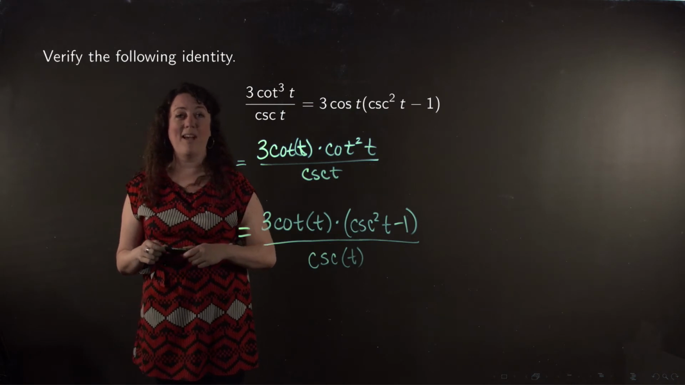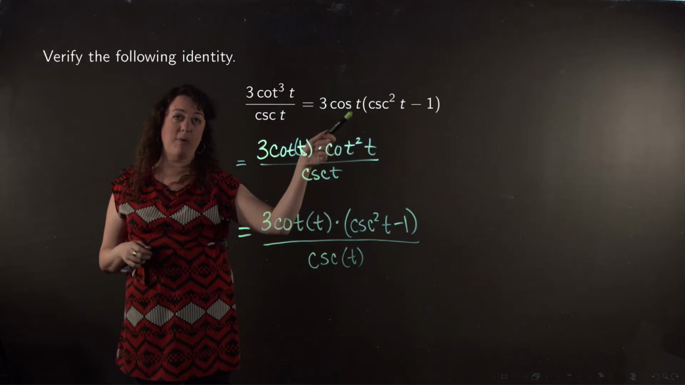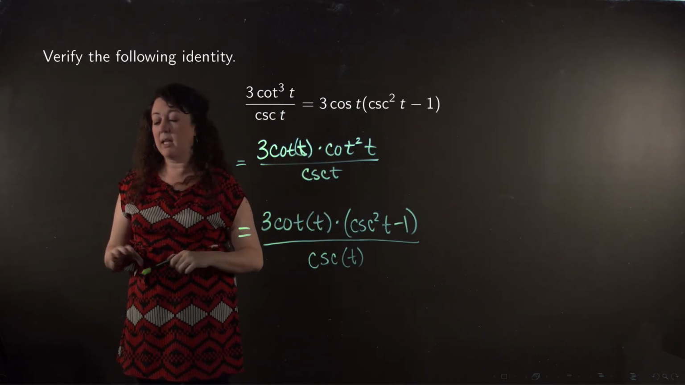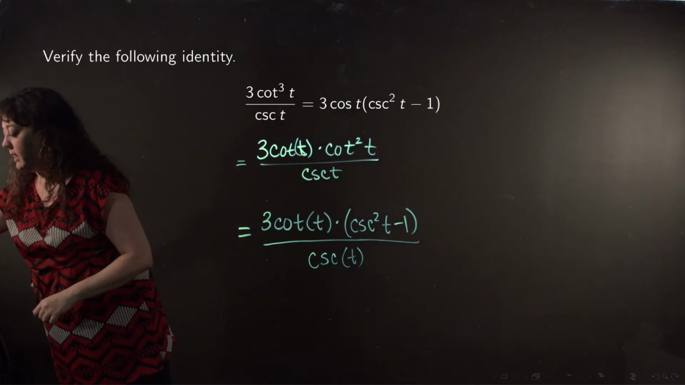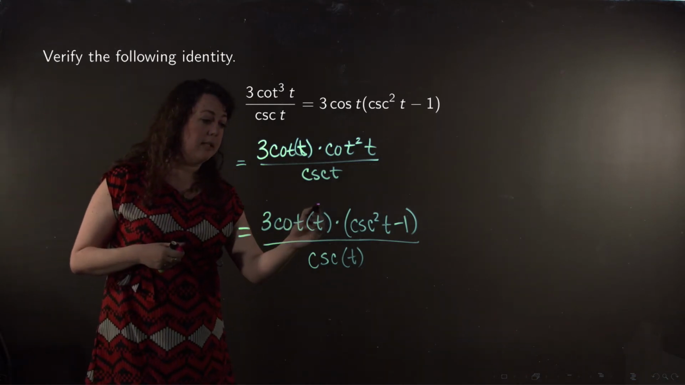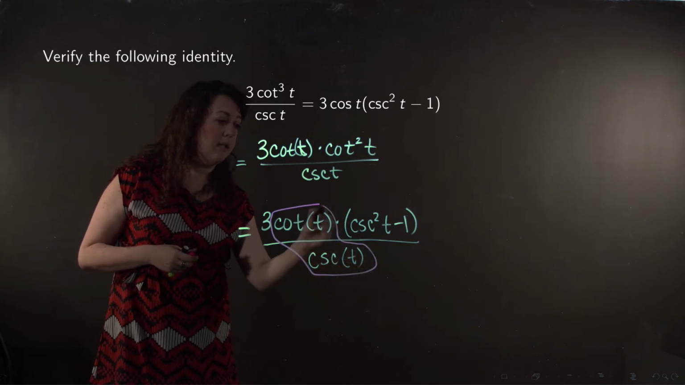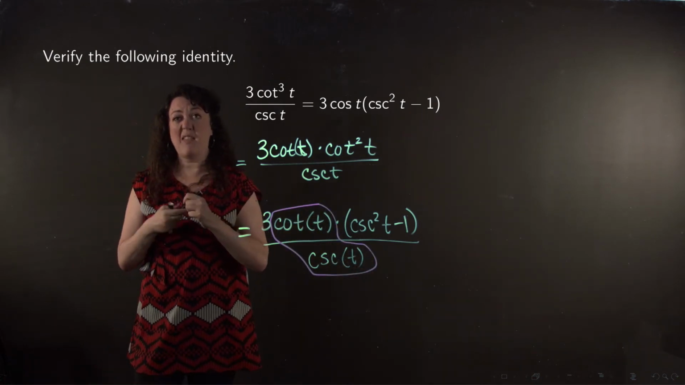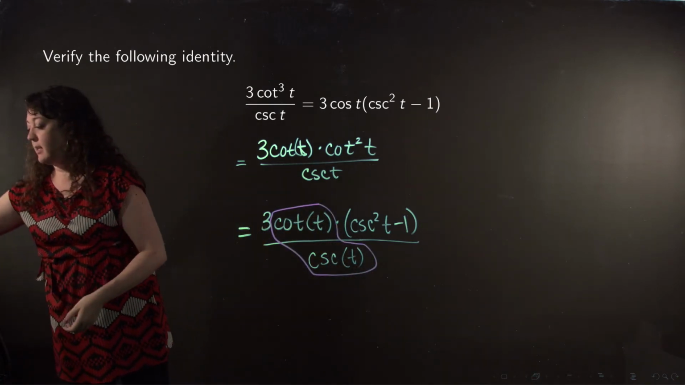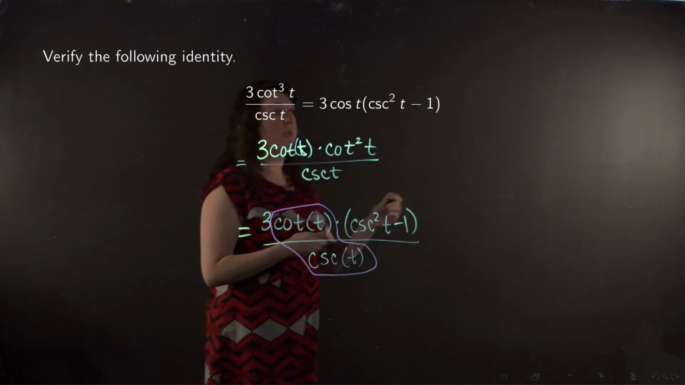So what do I have? I have the cosecant squared t minus 1 part. I have the 3 part. Those are both taken care of. So what I'm trying to figure out really is whether this cotangent t over cosecant t is equal to the cosine that they have in theirs. So let's look at that separately and see if we can simplify it down a little bit.